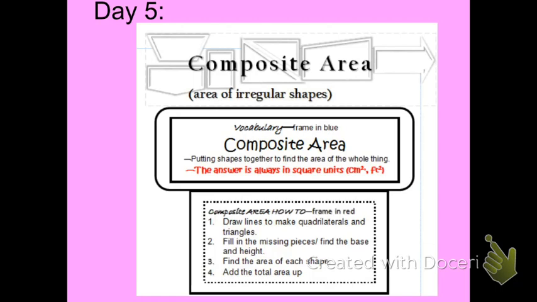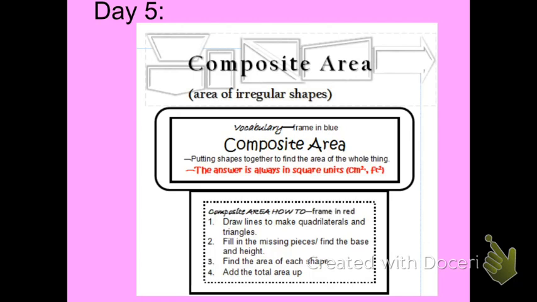So composite area can also be called the area of irregular shapes. I just call it composite because we're putting things together. When we compose something, we put it together. So I call it composite. So it's putting shapes together to find the area of the whole thing. When you have a shape that you can't find just the area of, you need to be able to put the shapes together to find the area of the whole thing. And because we're still talking area, it's always in square units. Okay, so still area is always squared no matter what, even if it's circles.